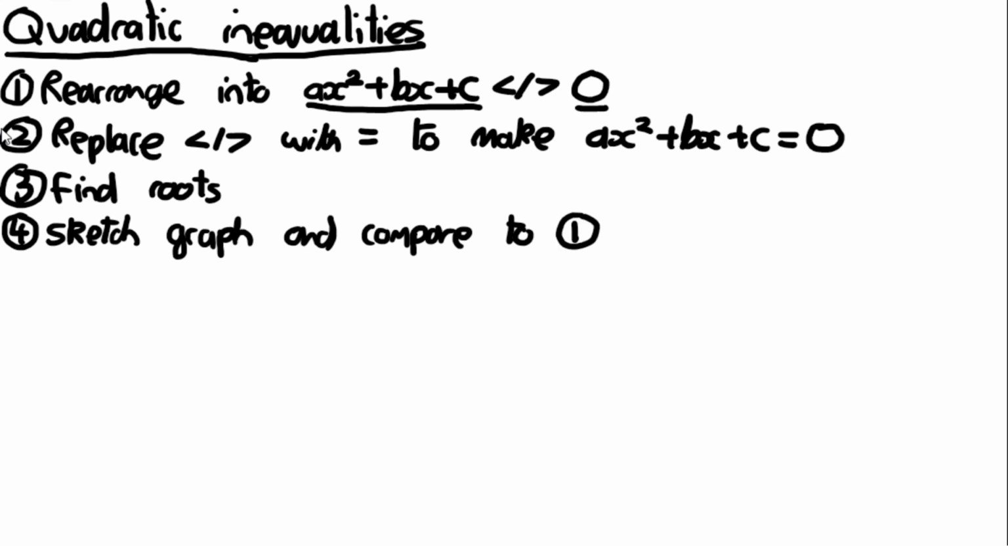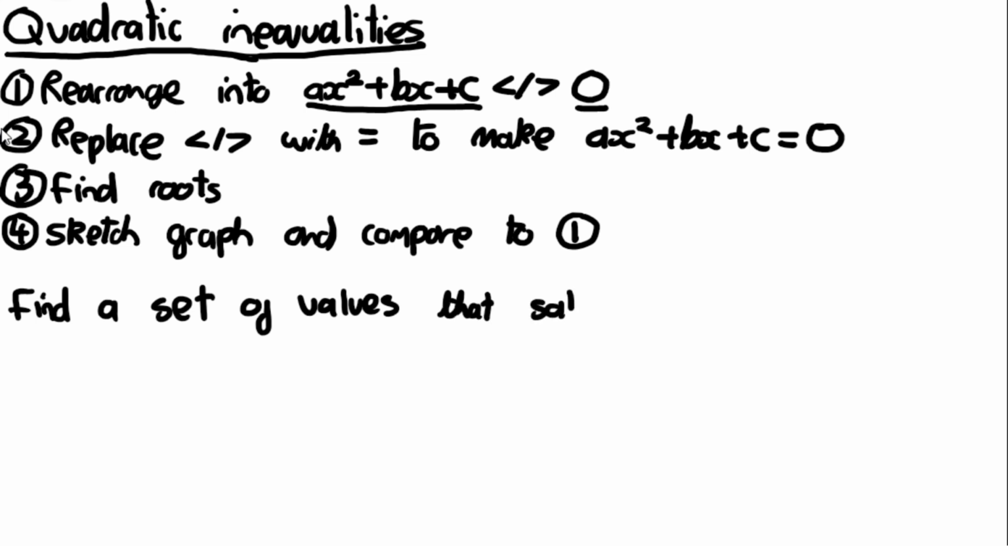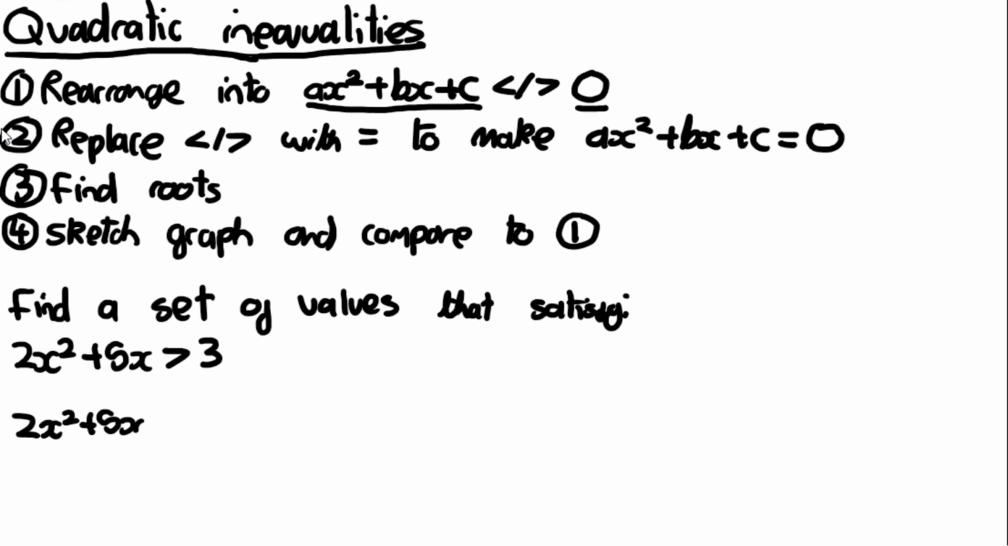So let's use an example in order to make this a lot easier to understand. It's going to be framed in the same way. It's going to say find a set of values that satisfy, and we're going to use the inequality 2x squared plus 5x is greater than 3. So the first step is to rearrange this into the form ax squared plus bx plus c and then put 0 on the other side. So that's easy. We just do 2x squared plus 5x minus 3 is greater than 0.